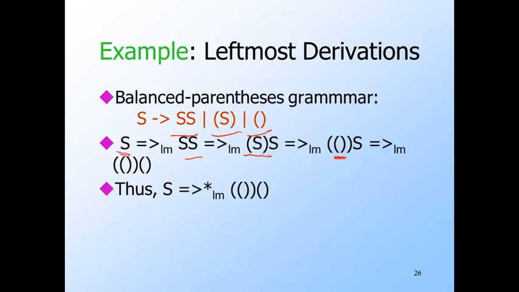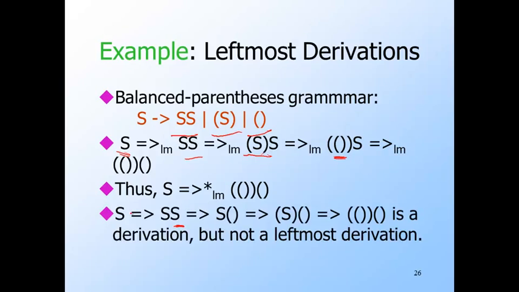The arrow star leftmost notation can be used to express 0 or more leftmost derivation steps. So for example, S is related to the terminal string by this relationship. It is also related to itself and all the other steps in the derivation by the same relationship. And in fact, each step is related to itself and all the following steps. Here is an example of a derivation that is not leftmost. The problem is that at the second step, the second S, rather than the first, was replaced.